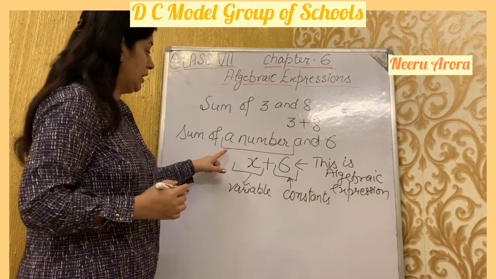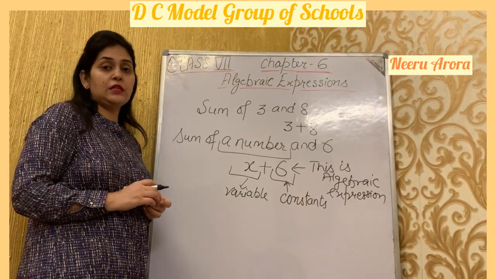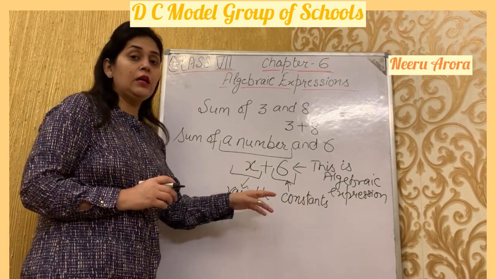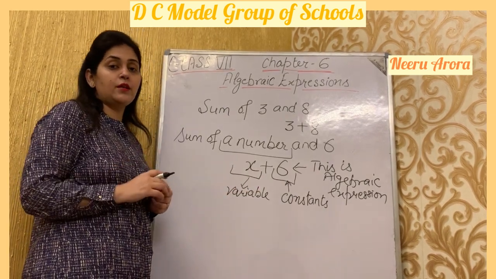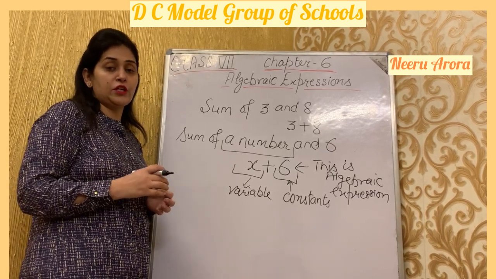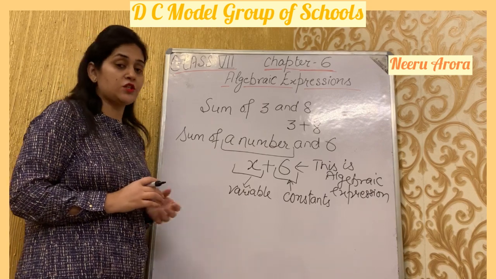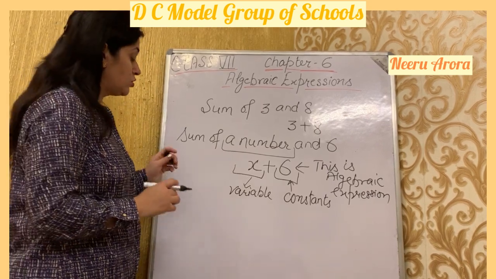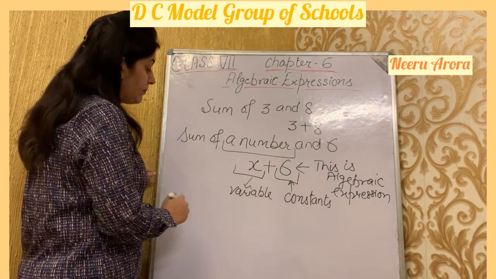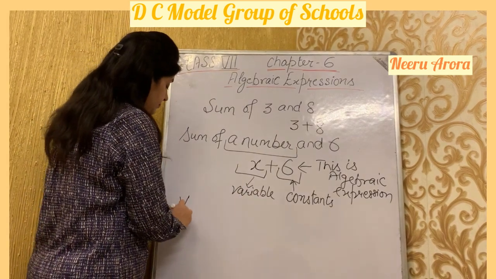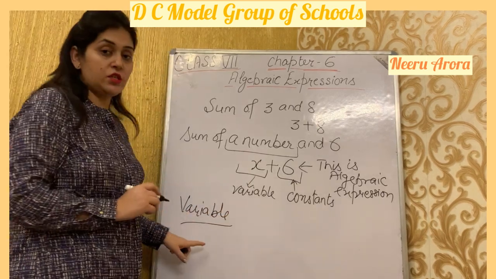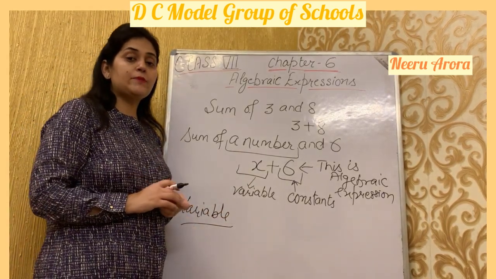So now what is algebraic expression? Algebraic expression is a combination of variable and constants connected by some or more all four fundamental operations plus, minus, multiplication and division. So now that this definition is in your book only. So now what is variable? Variable whose value keeps on changing. What is variable? Whose value keeps on changing.